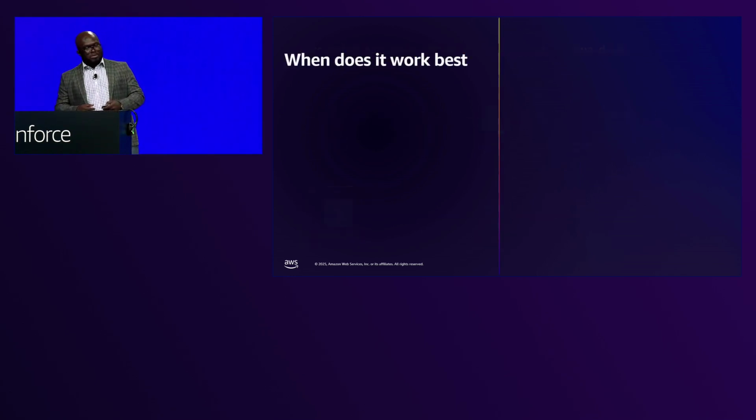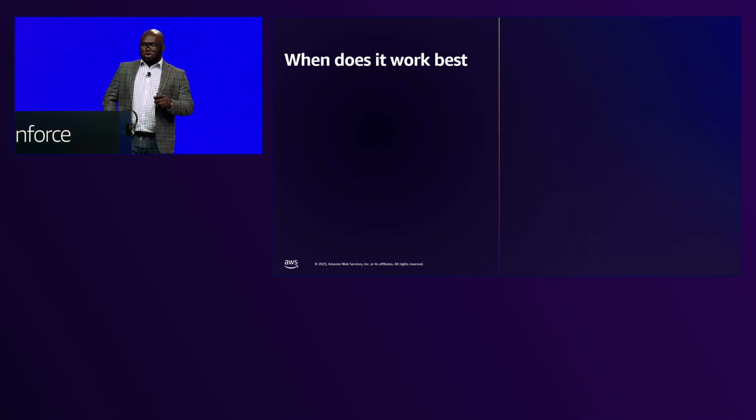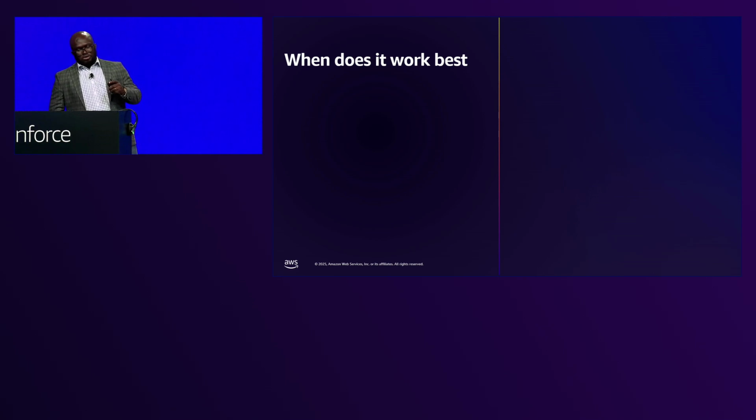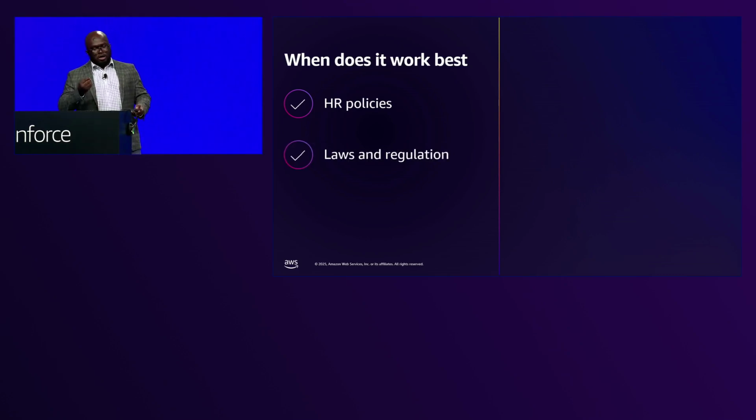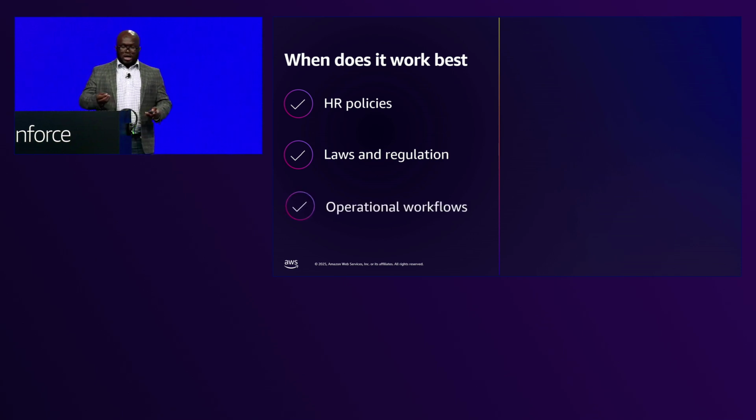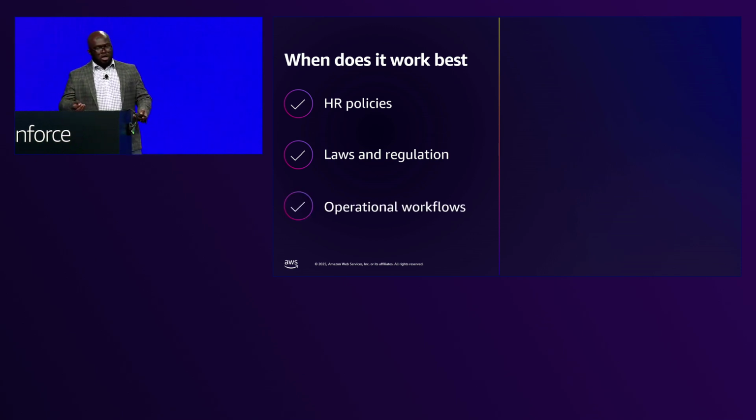But I've talked a lot about automated reasoning checks. What we know is that it works well when you have factual claims and procedures that can be validated, things that boil down to yes, no, always, never answers. You could think of things like HR policies, things that are very deterministic in nature, laws and regulation, and also operational workflows.